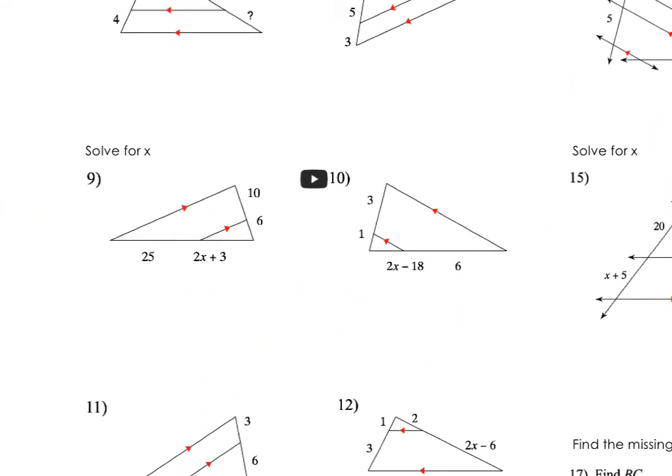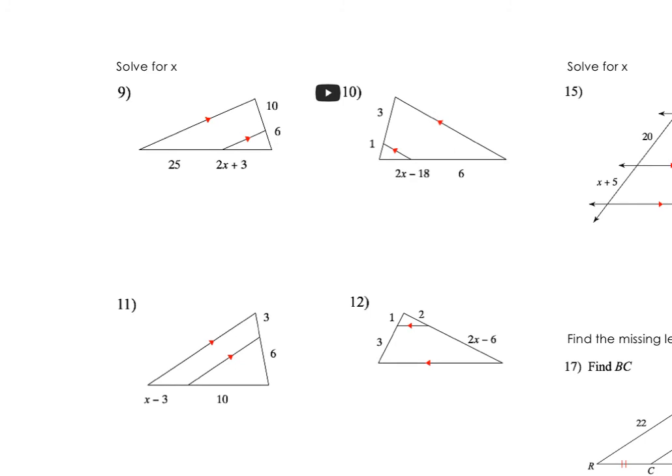All right, now let's look at number 10. So here's number 10. This is going to be triangle proportionality theorem. The reason I know this is triangle proportionality theorem is because I have a line going through the triangle and that line is parallel to another one. So this one we're going to set up, I'm going to do 3 over 1 equals 6 over 2x minus 18. So remember, basically 3 and 6 have to go together and 1 and 2x minus 18 have to go together.